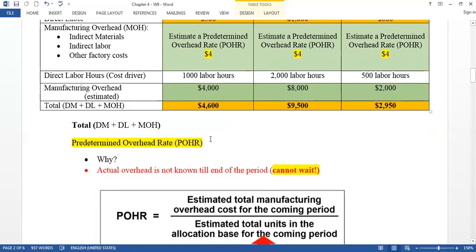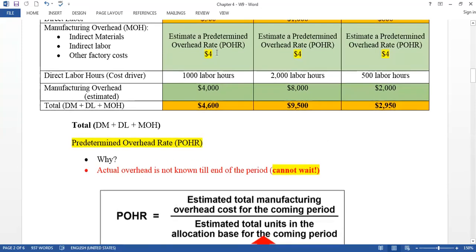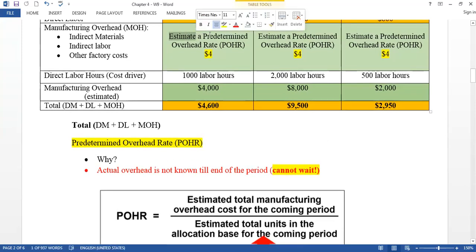So why do we need to calculate the predetermined overhead rate? The main reason is we don't know the number until the end of the period. Some actual numbers will come at the end of the year, and we cannot wait for 1 year. As we cannot wait, what can we do? We can calculate an estimated number. An estimated number means it is not the correct number, but when the actual number comes, we can adjust it.